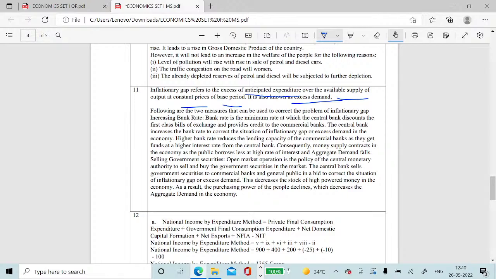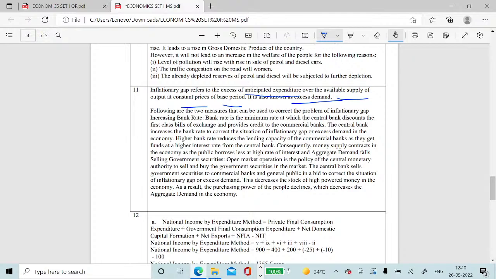to the commercial banks. The central bank increases the bank rate to correct the situation of inflationary gap or excess demand in an economy. Higher bank rate reduces the lending capacity of the commercial banks as they get funds at a higher interest from the central bank. Consequently, money supply contracts in the economy as the public borrows less at high rate of interest and aggregate demand falls. Second one, selling government securities.